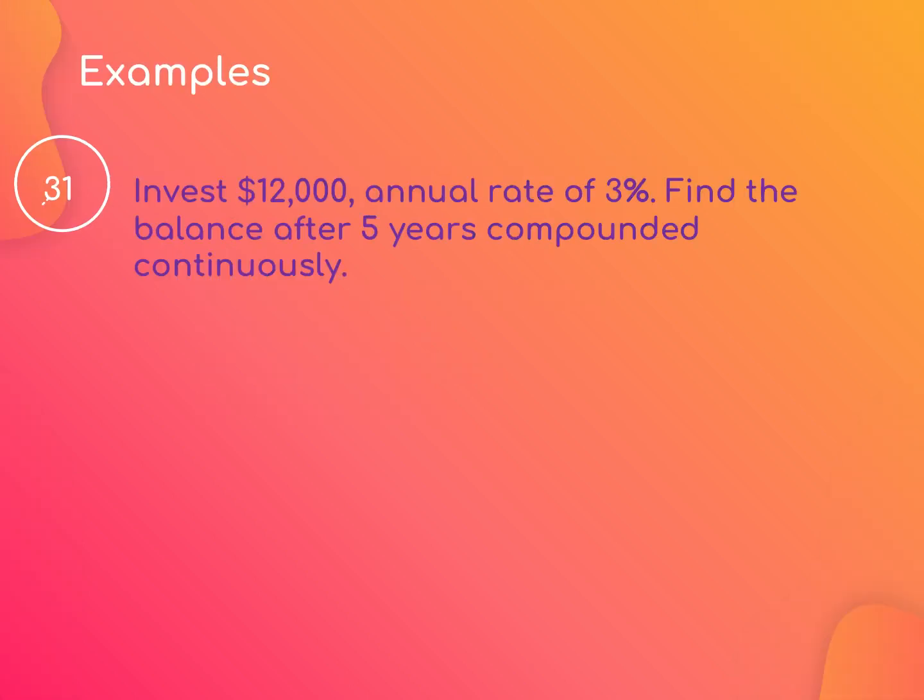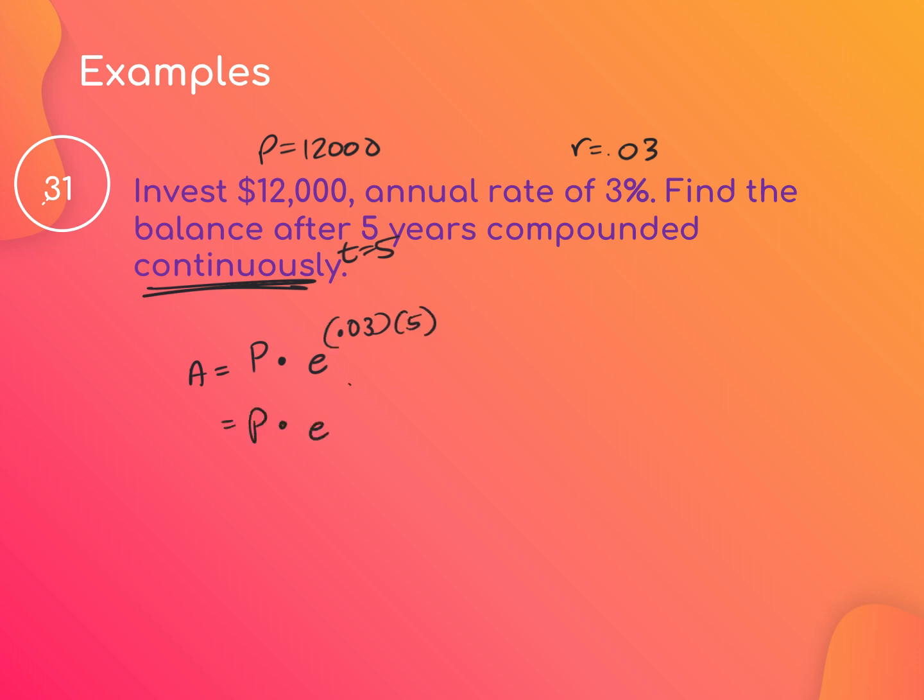So in this problem, again, you invest $12,000, so P is 12,000. That doesn't change. R is still 0.03. T is still 5, right? And it says compounded continuously. And so you know that the formula you're going to use is not going to involve N anymore. It's going to be principal times E to the RT power. Okay, so this is going to be P times E, and 0.03 times 5. Oh my gosh, 0.03 times 5 is 0.15.